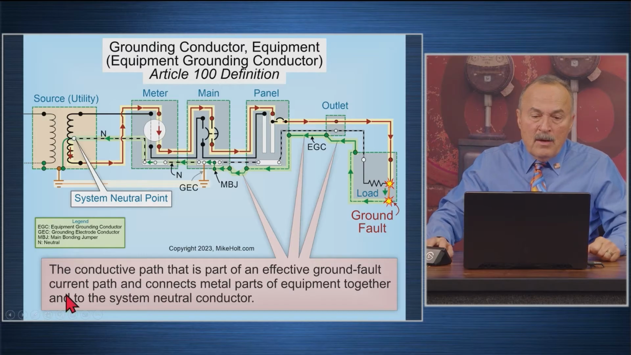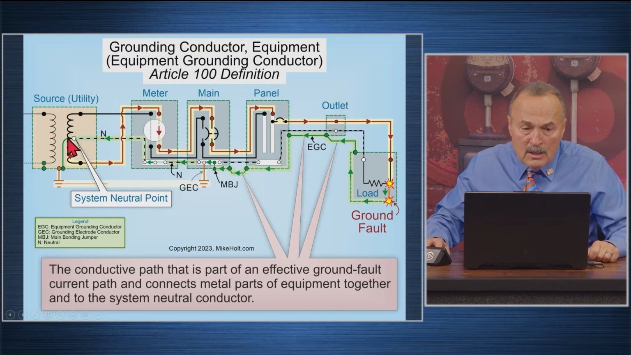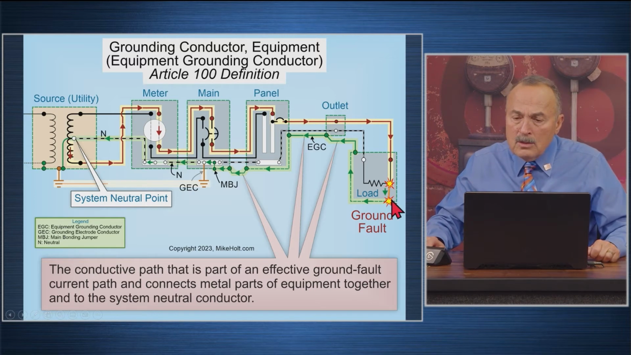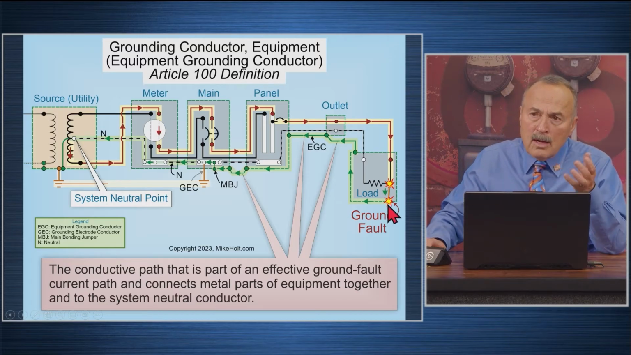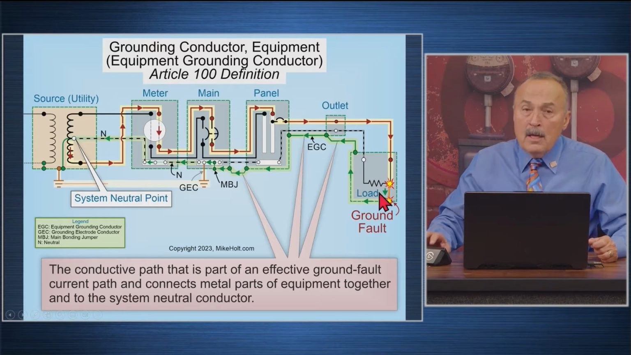The definition of an equipment grounding conductor says: the conductive path that is part of an effective ground fault current path. And I showed you this. Electrons leave the source, go to the meter can, the main breaker, the panel board, and the branch circuit protection device. There's a ground fault. Actually, ground fault current doesn't go to ground, don't worry about that. Current is returning across this equipment grounding conductor, goes to the main bonding jumper, connects up with the neutral, and returns back. All this green stuff is called an effective ground fault path.